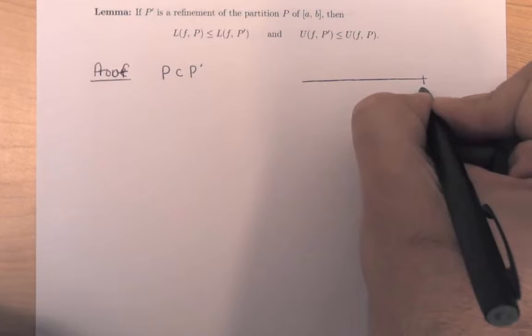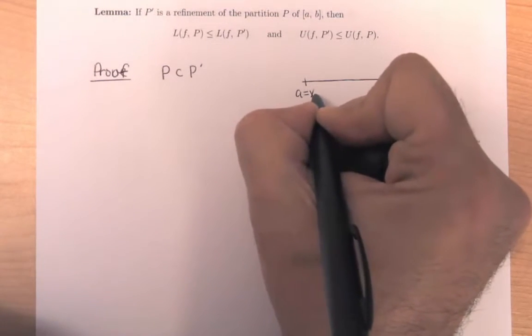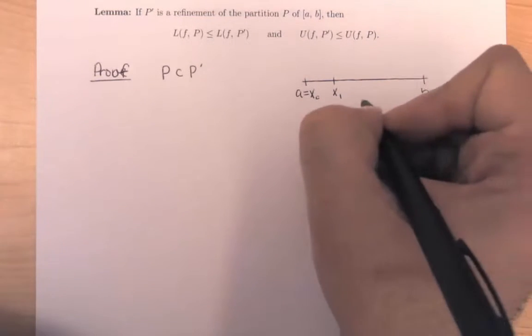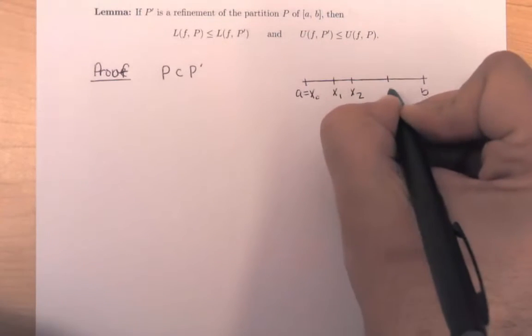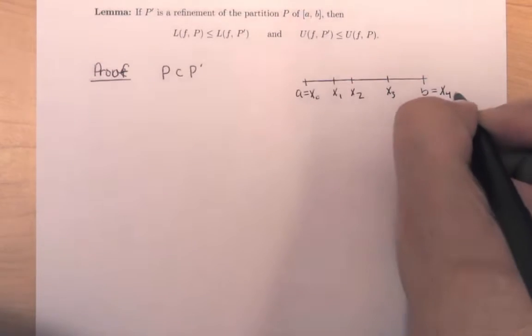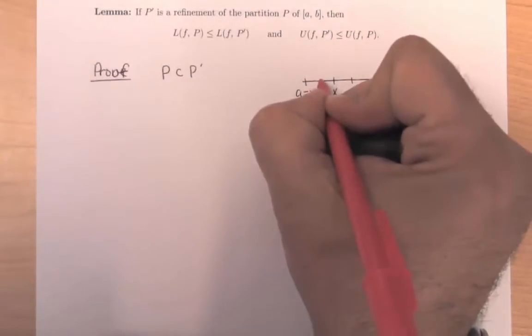So for example, one partition could be a is x0, x1, x2, x3, and b is x4. That's a partition. Right? So that could be, for example, P. And to refine the partition is just to add extra points.